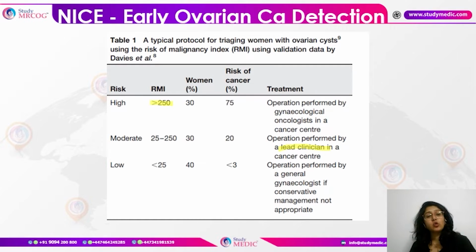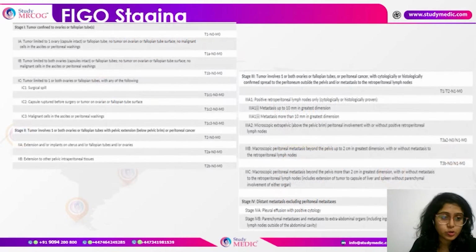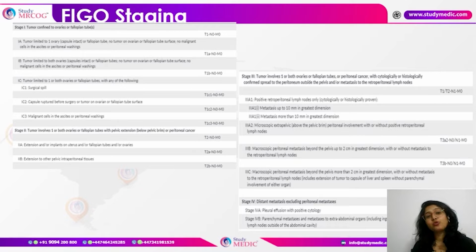And if it is low, that is less than 25, then it can be performed by a gynae or a gynecologist also. FIGO staging is always very important for all the cancers. So please go through the FIGO staging. From the FIGO staging, they can ask you an entire EMQ, or they can ask you simple SBAs from it, which you should not miss on your exam.